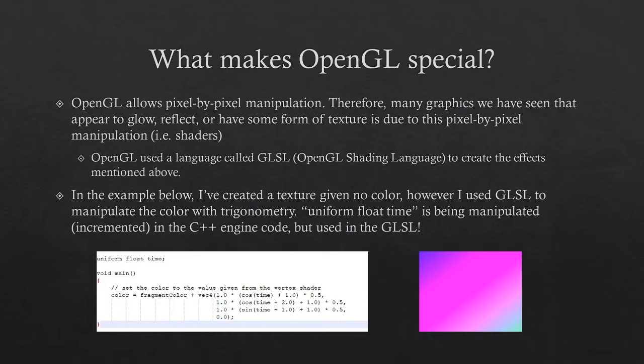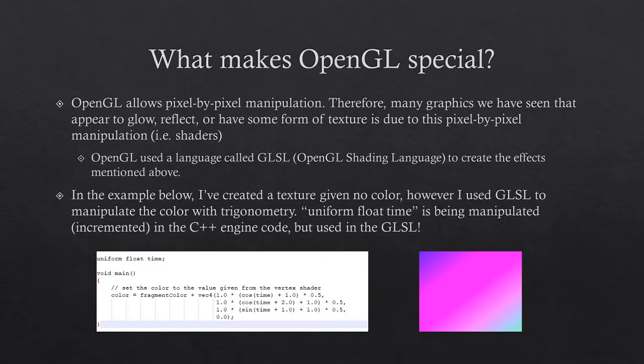So what makes OpenGL special? Well, OpenGL allows for pixel by pixel manipulation, and that's by using that GLSL library, which is OpenGL shading language that I mentioned a minute ago. In the bottom, there's an example of this. At the top, you can see that GLSL is a very C-looking language. At the top, there's a float time variable. And although it shows that it's defined in this GLSL, it's actually being completely manipulated by the C++ engine that I've created. So when you run the engine, it assigns this time inside this GLSL a value.